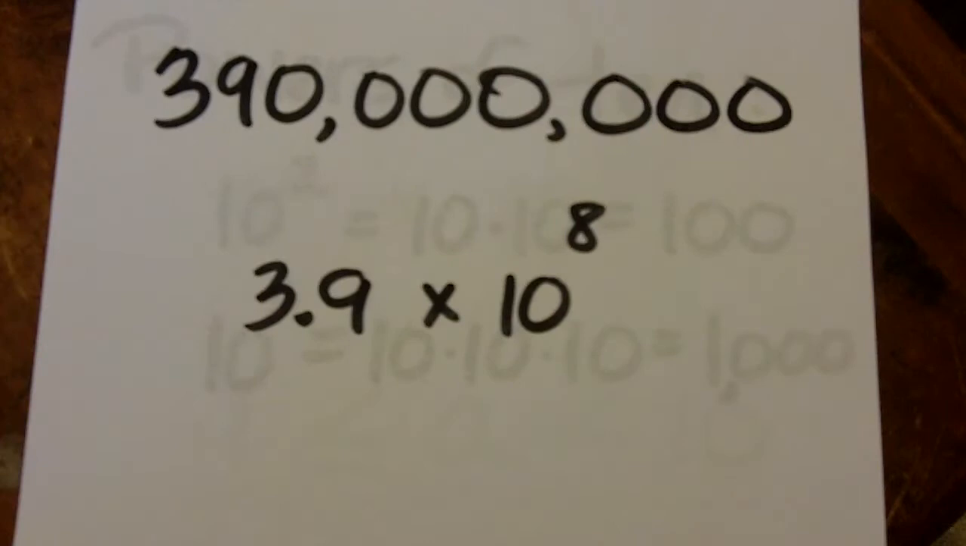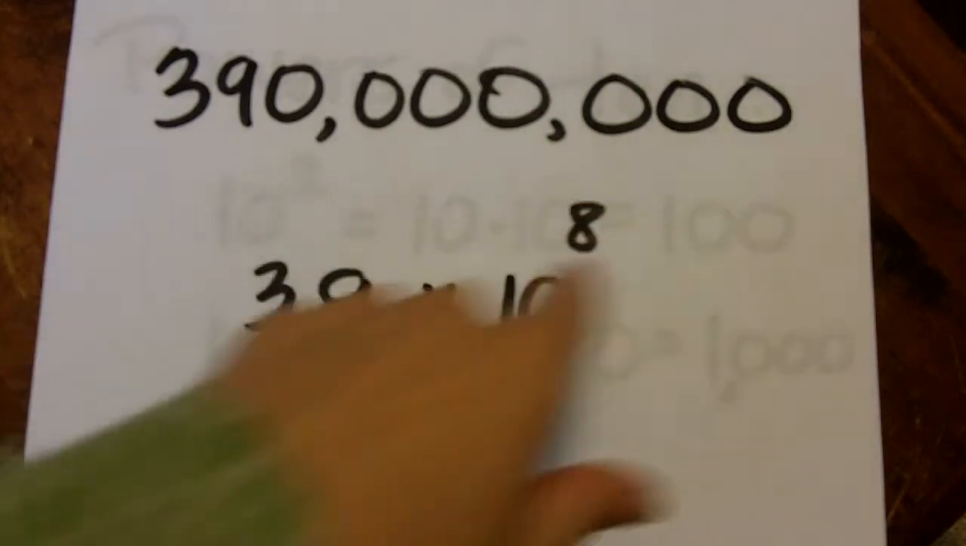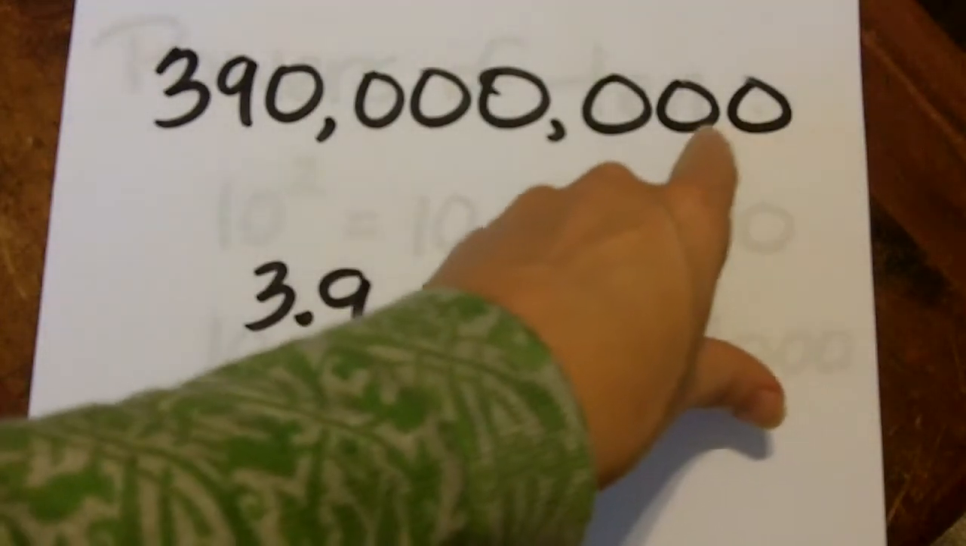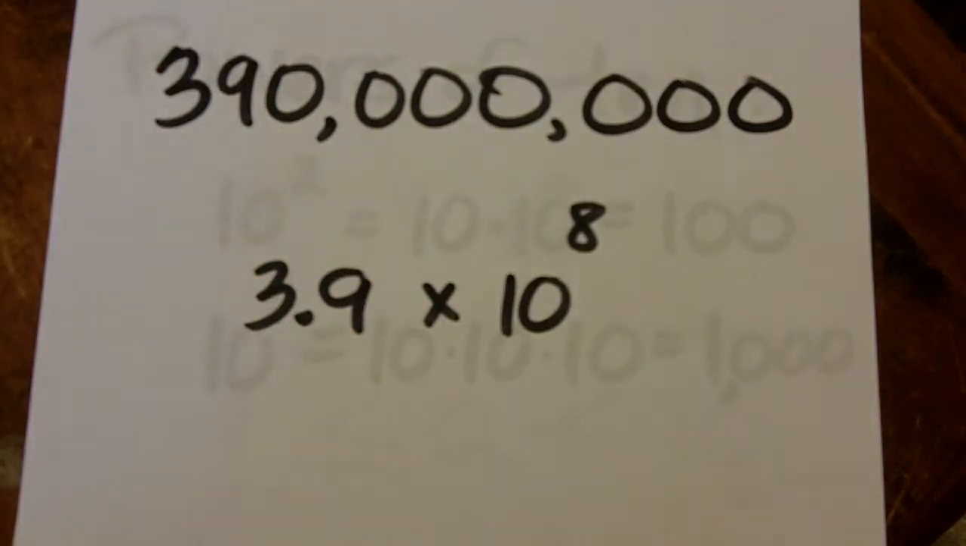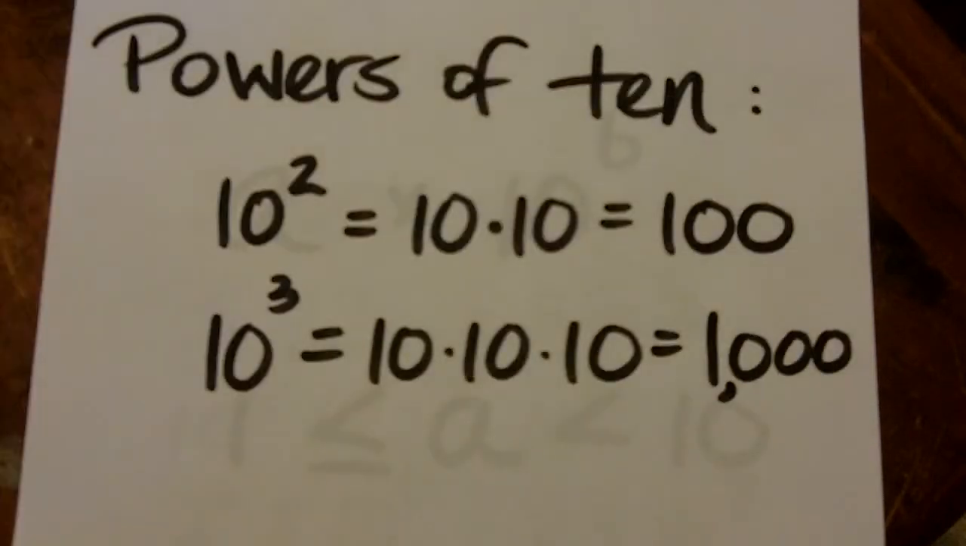If we had $390 million, we could rewrite it as 3.9 times 10 to the 8th, because if you could see, we moved 1, 2, 3, 4, 5, 6, 7, 8 places to the left to put our decimal in between the 3.9. We would have 8 places that we had moved over.